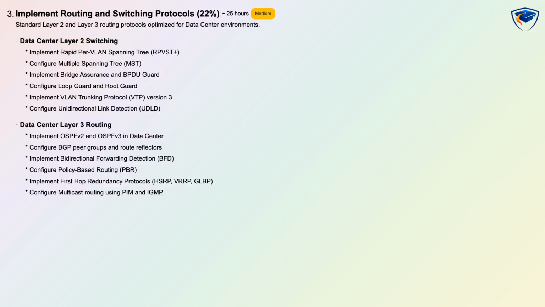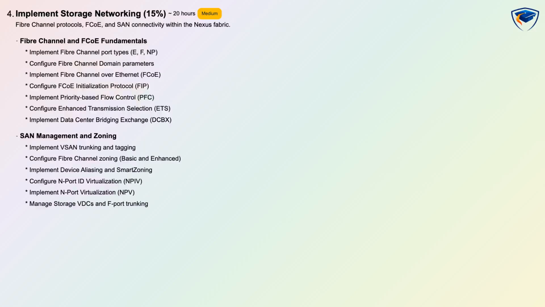Implement Storage Networking is 15% of the exam, medium difficulty, with about 20 hours of study and both hands-on and conceptual assessment. You will learn Fibre Channel fundamentals including port types and domain parameters, and how to integrate FCoE with FIP, priority-based flow control, ETS, and DCBX for lossless Ethernet.